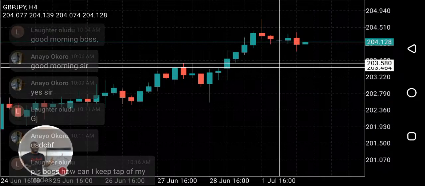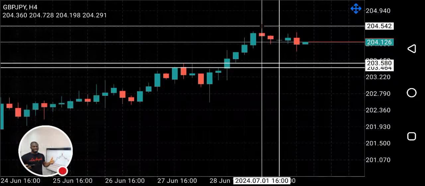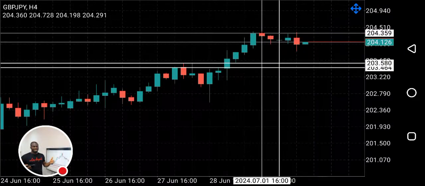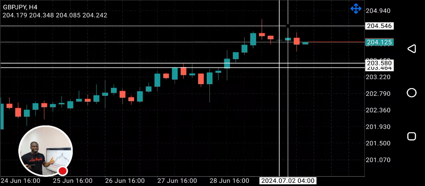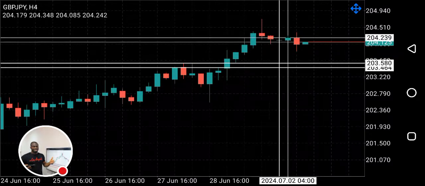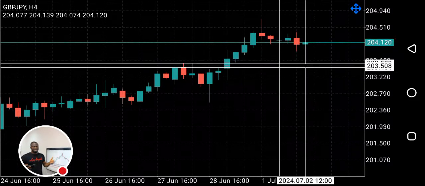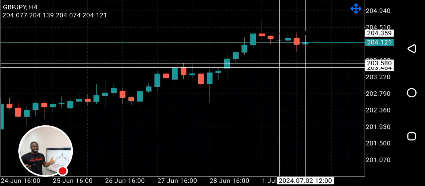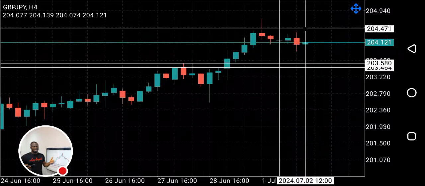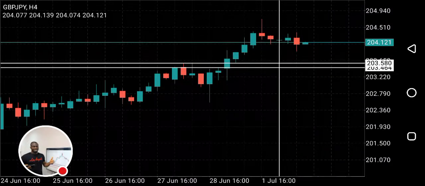On 4 hour, what we had yesterday is a bearish reversal pattern. After the close of the candle that looks like a spinning top on the daily time frame, what we had was a bearish reversal pattern on the 4-hour time frame. So I'm expecting GBP JPY to pull back to this zone before considering buying. Long term, GBP JPY is still bullish, but at the moment, I think it is bearish.